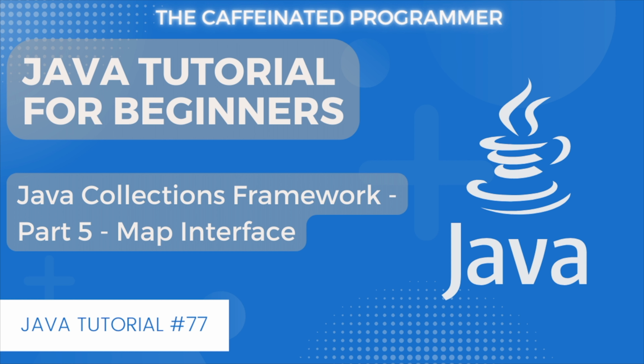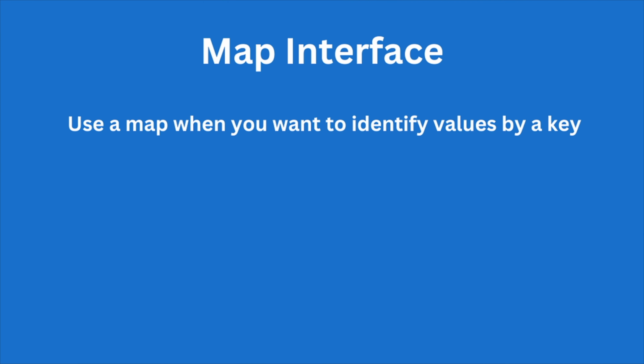In our today's video, we will talk about the map interface in Java. So without wasting time, let's get started. Now let us see when we can use the map interface. You can use a map when you want to identify values by a key.